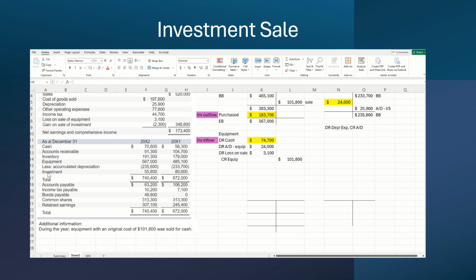So hopefully some of you were able to calculate the cash from selling the investment, but if not, let's just do that. So we had 80,600 worth of investments last year. This year we have 55,800. So that means we sold investments for 24,800. That's how much we had bought them originally. Well, we know we sold them for more than what we bought them for because we had a gain. So how much was the gain? It was 2,300. So the cash we must have received is 27,100. So that is going to be an investing inflow as well.